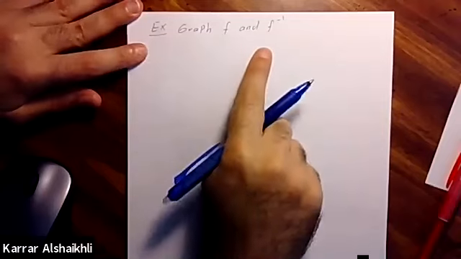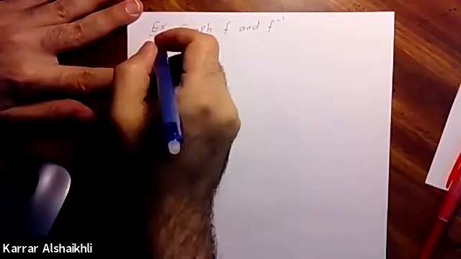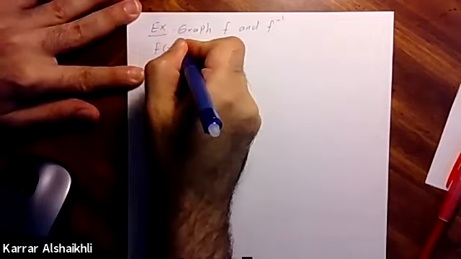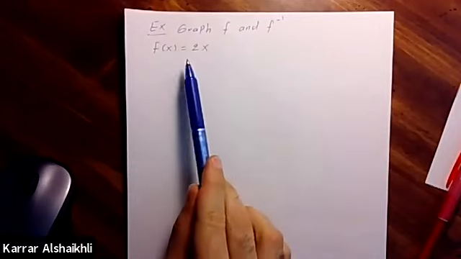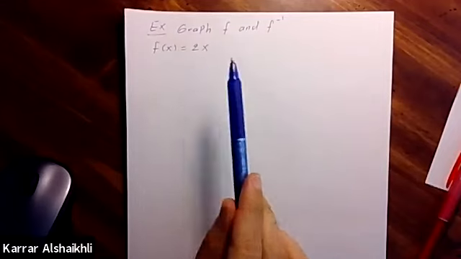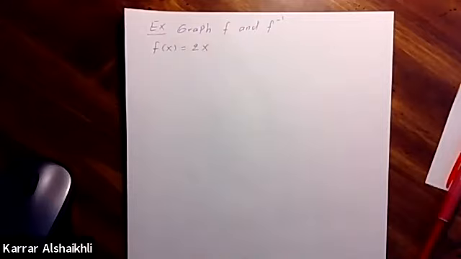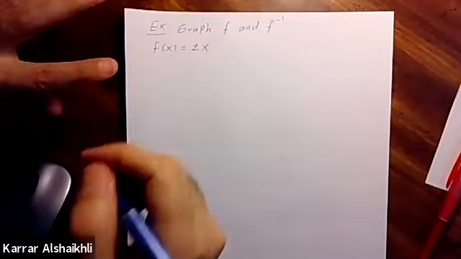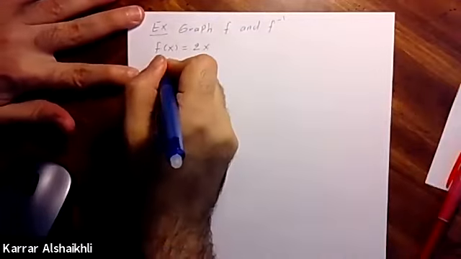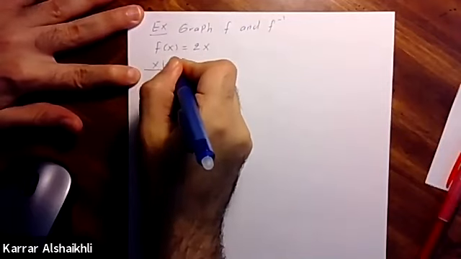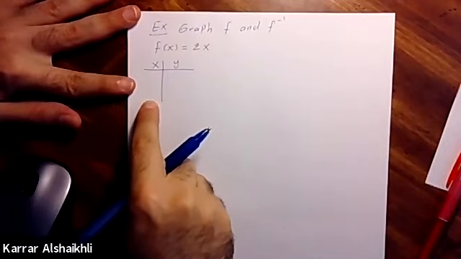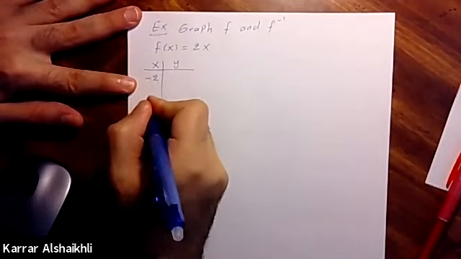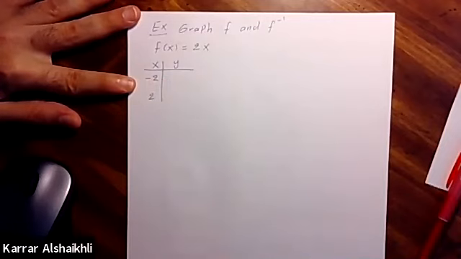Graph f and the inverse of f. So here is f of x. They give you the function, which is 2x. Now we need to graph 2x. Then we need to find the inverse and then graph it. To graph any linear function, we need at least 2 points. So let's choose 2 points here to graph the line. I always choose a negative and a positive. So I'm going to choose -2 and 2. Here are the 2 points.